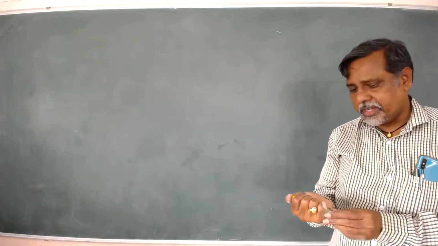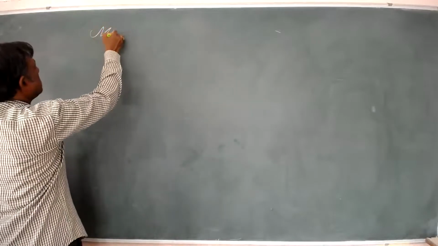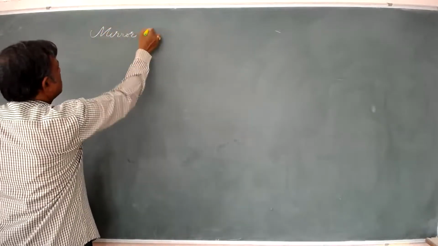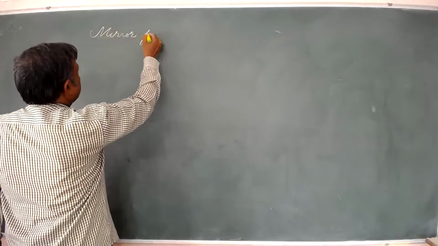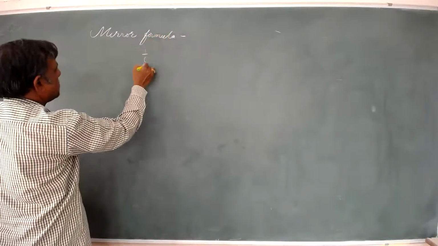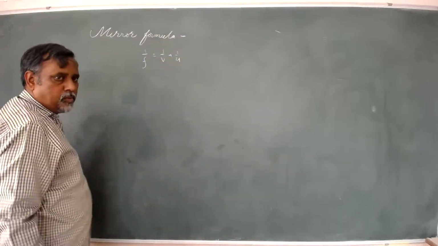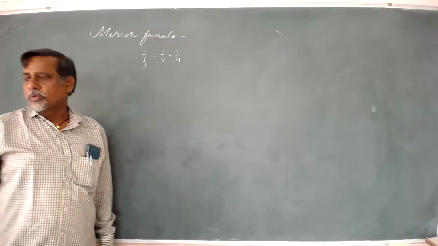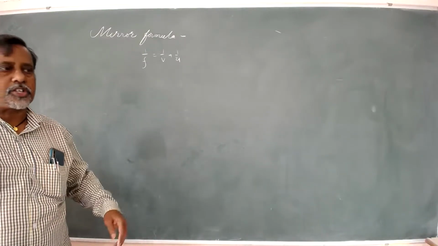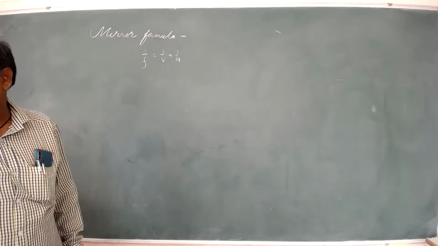Okay, the next concept is the mirror formula. So what is the mirror formula? The mirror formula is 1 by f is equal to 1 by v plus 1 by u, where f stands for focal length, u stands for object distance, and v stands for image distance.